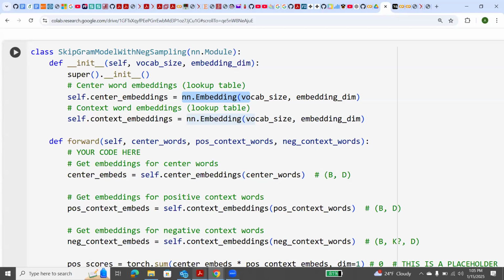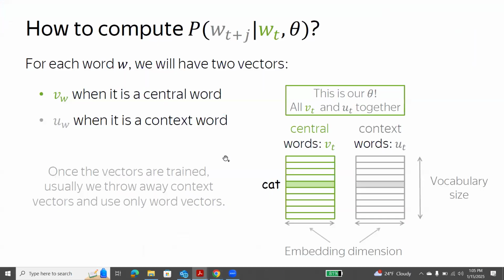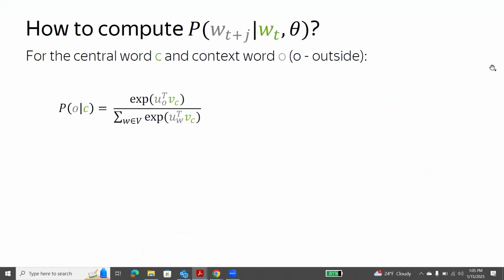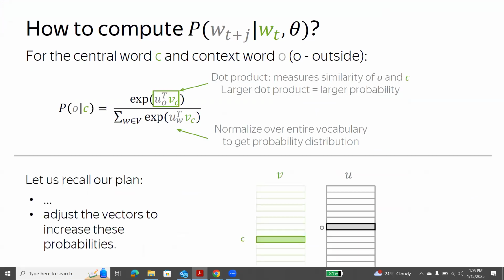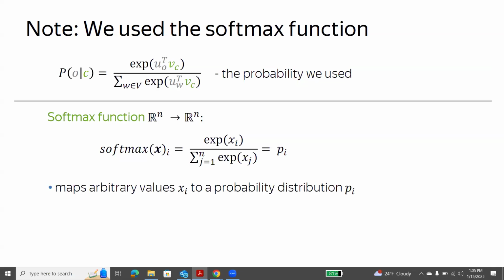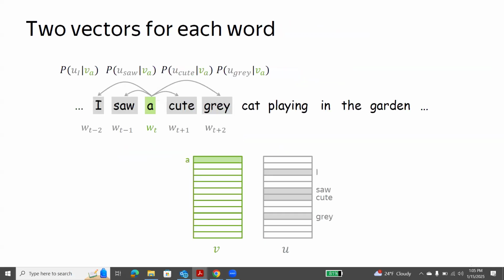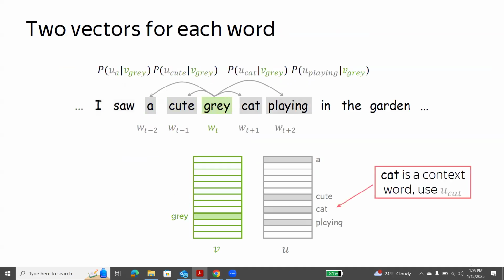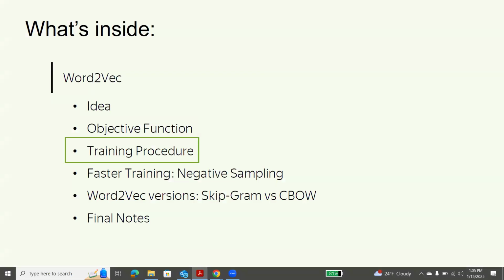So let's go back to slides. Now you understand what this dot product means. We just take the vectors, the embeddings, and take the dot product. And so we stopped on the negative sampling. So let's go to the negative sampling.